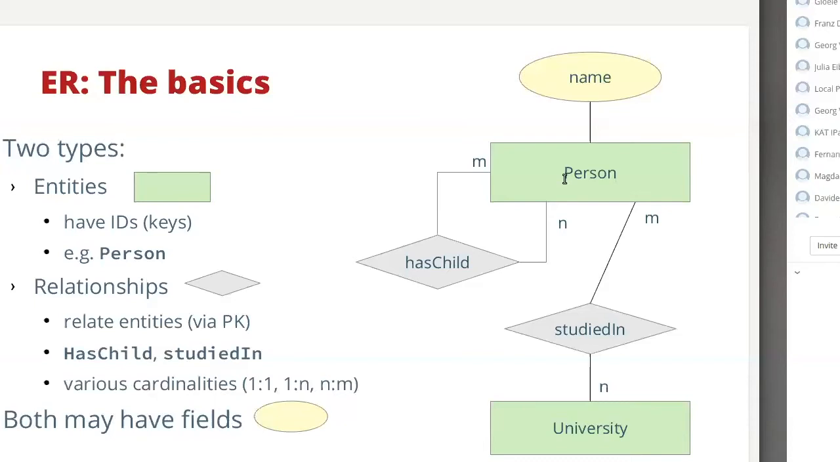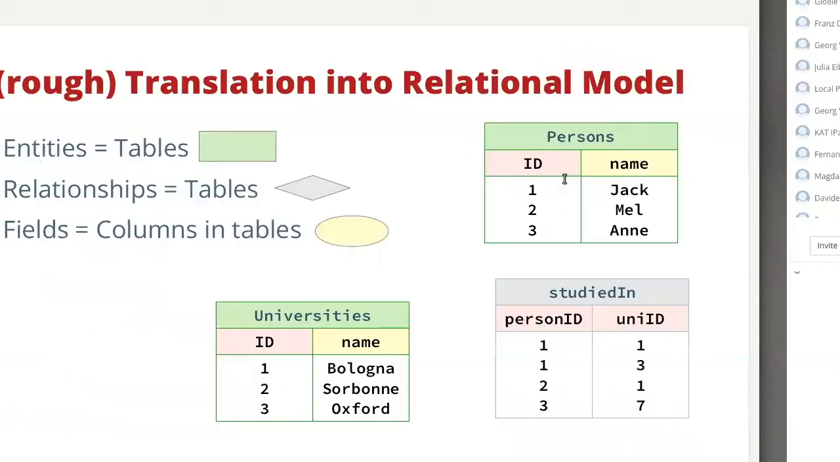So 95% of the ER model is displayed here, and this is all you need to know. There are entities, there are relationships, and they both may have fields. Now, that was a conceptual model that we have to turn into something that we can put in a computer. The thing that we can put in a computer is a relational model, the thing that your SQL database understands. And the translation is mostly one-to-one.